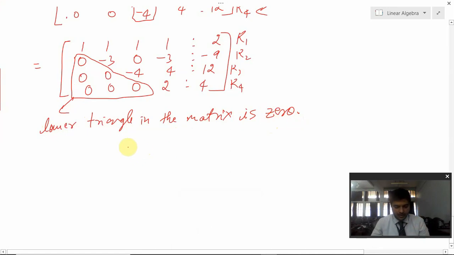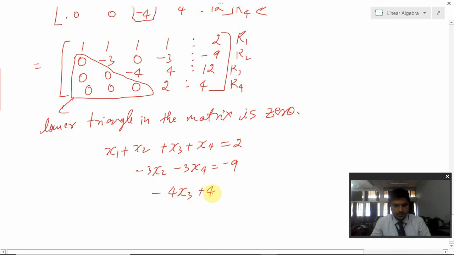Rewrite in the form of equation. So you can see you are going to write it in x1 x2 x3 x4 is equal to what, friends? Is equal to 2, and next minus 3 x2 minus 3 x4. See, 3 is 0, x3 here again see 0, so I will not write it again and again. So next is minus 4 x3 plus 4 x4 is equal to 12, and 2 x4 is equal to 4.